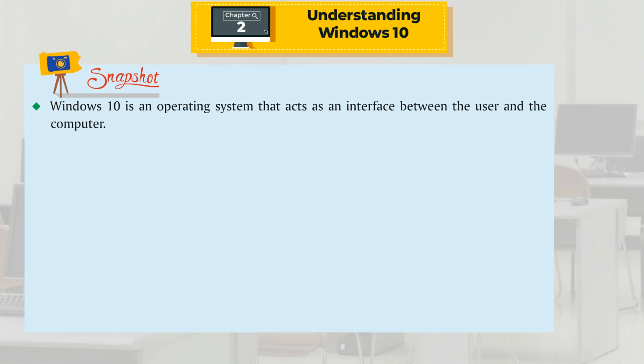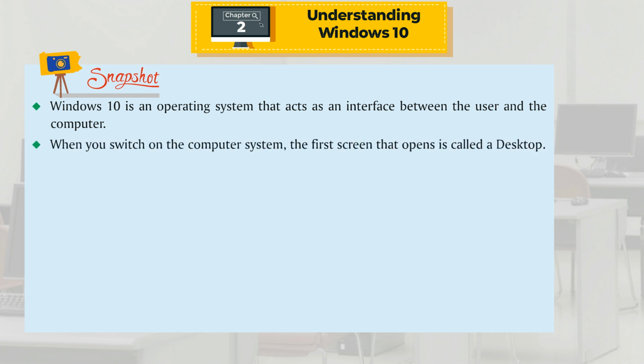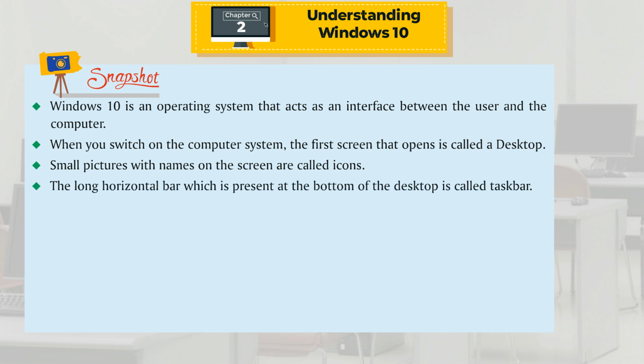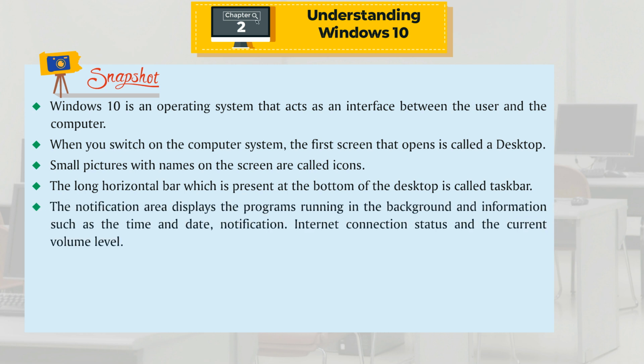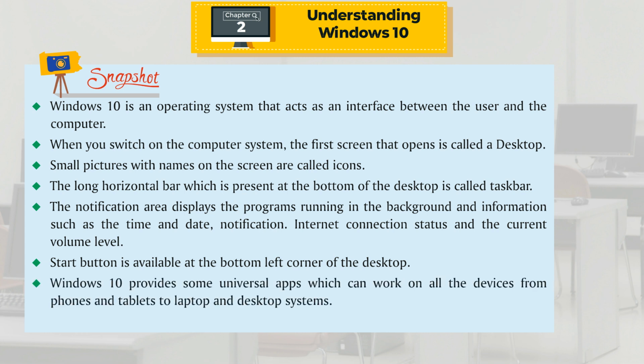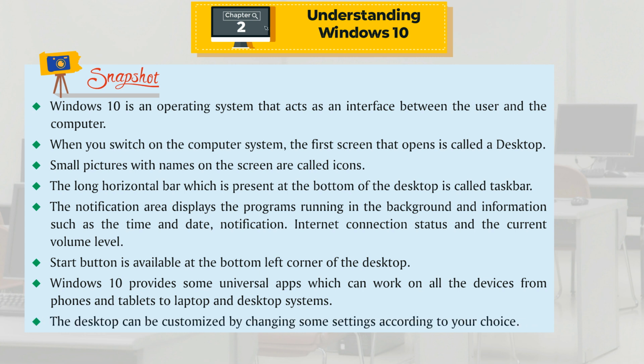Snapshot. Windows 10 is an operating system that acts as an interface between the user and the computer. When you switch on the computer system, the first screen that opens is called a desktop. Small pictures with names on the screen are called icons. The long horizontal bar at the bottom of the desktop is called the taskbar. The notification area displays the programs running in the background and information such as the time and date, notifications, internet connection status, and the current volume level. The Start button is available at the bottom left corner of the desktop. Windows 10 provides some universal apps which can work on all the devices from phones and tablets to laptop and desktop systems. The desktop can be customized by changing some settings according to your choice.